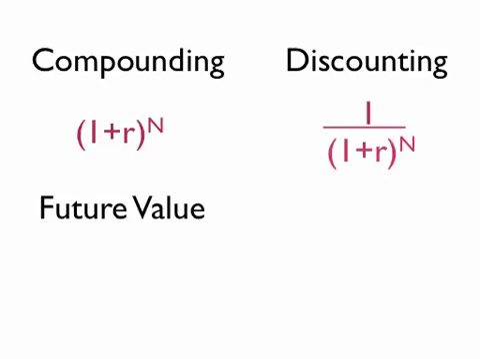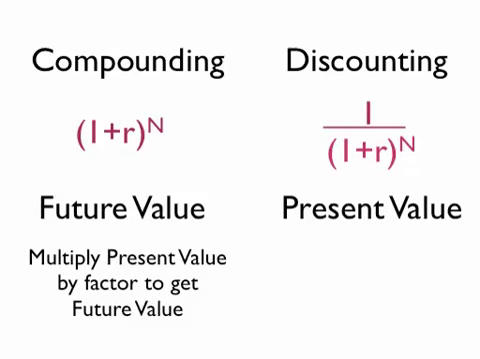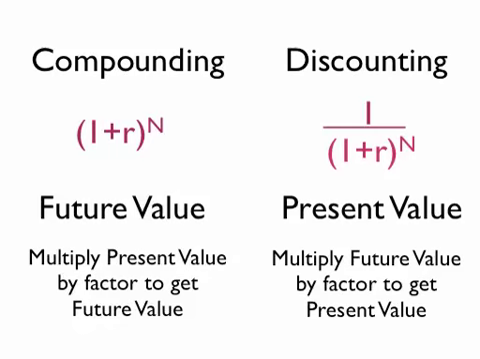Discounting, on the other hand, is 1 divided by this formula, or the reciprocal. Remember, the reciprocal is just simply what we have to multiply in order to get 1. So discounting, we just are using that calculation as the denominator. With that formula, we can calculate the present value of a future value. In order to calculate the future value, we simply multiply the present value times this factor that we calculate, and that will give us the future value. To get the present value, we multiply the future value by this factor to get the present value.